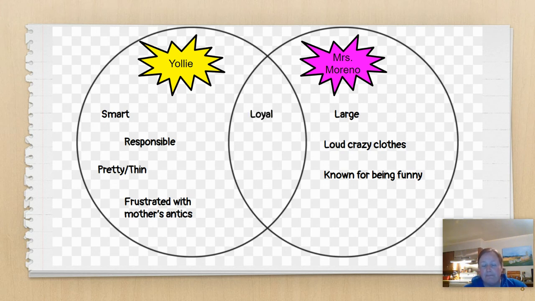So now let's talk about the similarities. They're both loyal. Throughout the story, you can definitely tell that they are there for each other. They're both self-conscious. Yollie's self-conscious about how she appears to Ernie and to her friends at school, while Mrs. Moreno is really self-conscious about how she appears to her daughter. And they are both caring. They do a lot for each other to spare their feelings. Like Yollie doesn't want to tell her mom certain things, and Mrs. Moreno really wants to do everything she can to provide for her daughter.